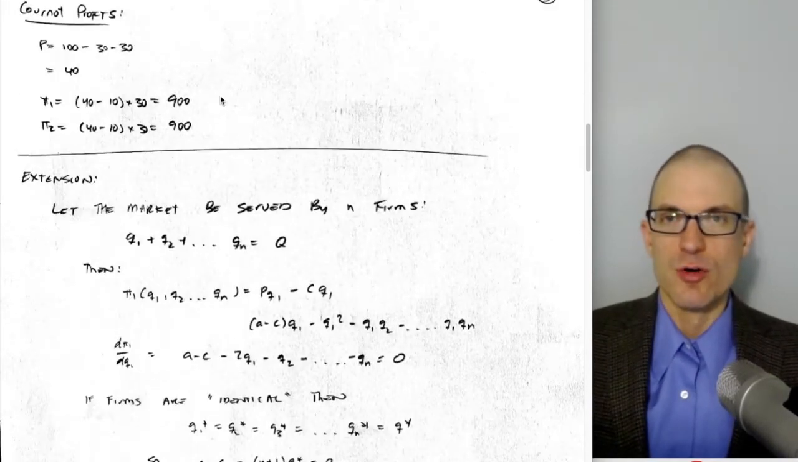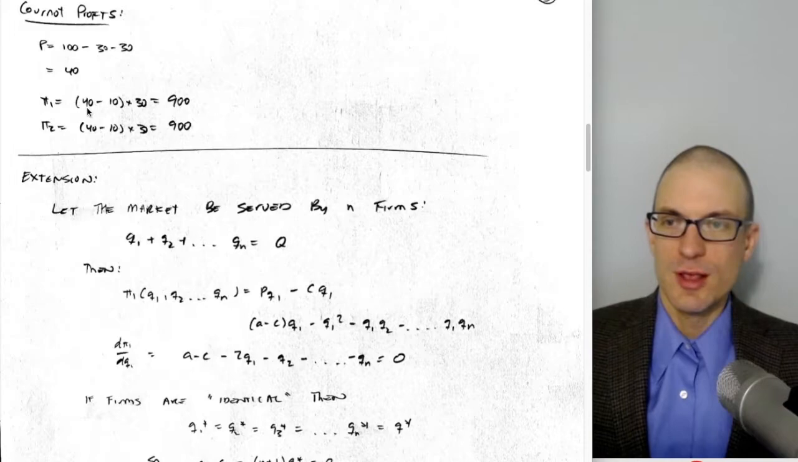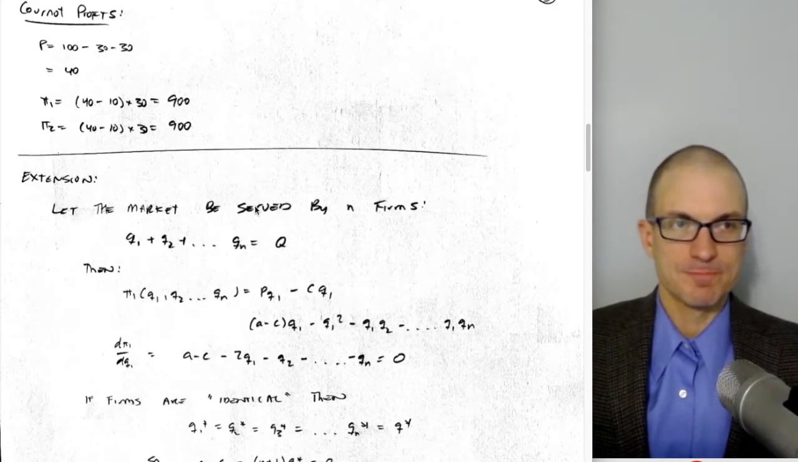We can calculate our Cournot profits. So it's just going to be, well, we've got the price minus the total market quantity. That gives us a price of 40. So this is 40 minus the marginal cost, which was 10. So it's going to be 30 squared. Okay. And same thing for the other firm because it was symmetric.